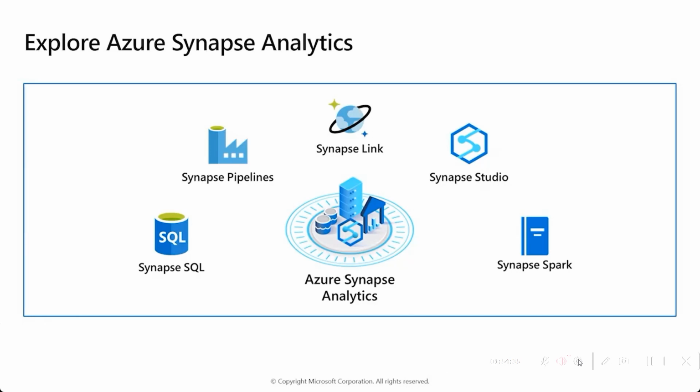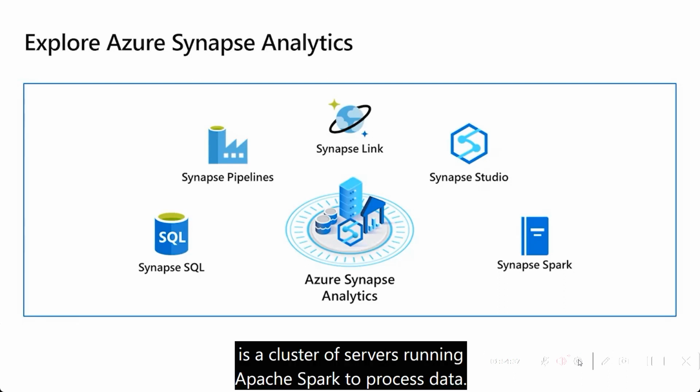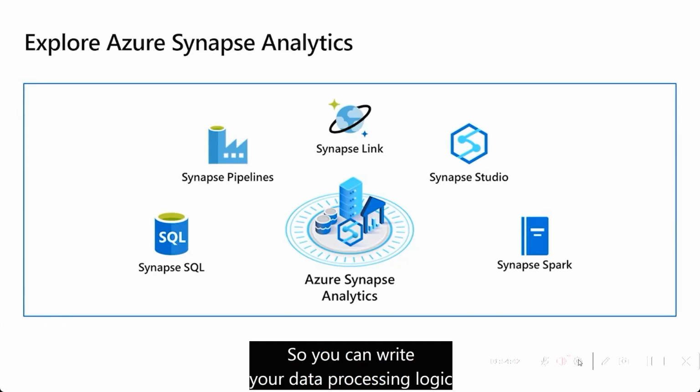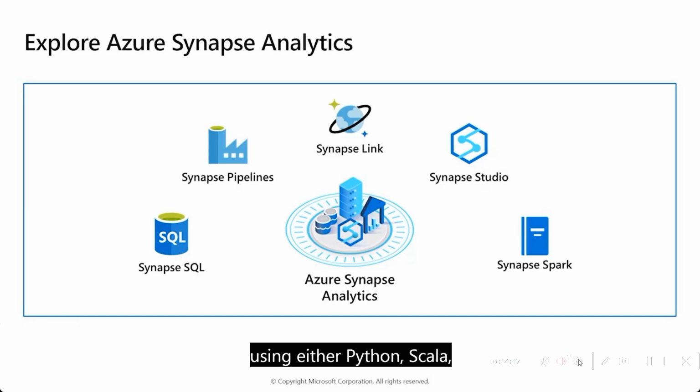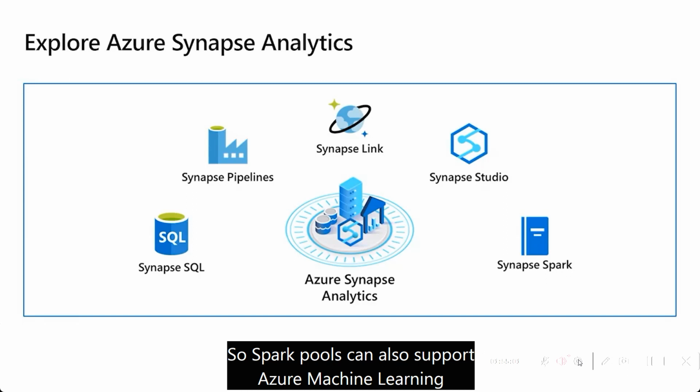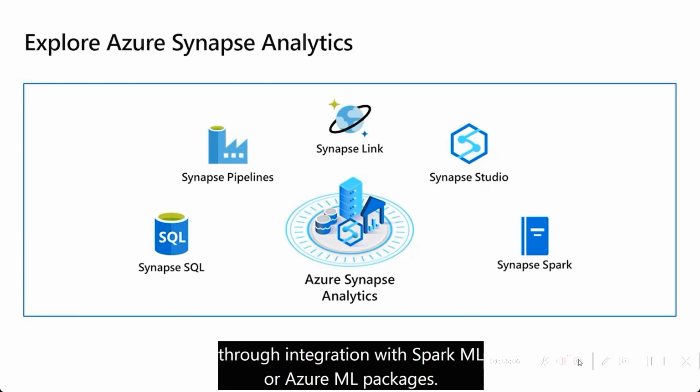Now, the Synapse Spark pool is a cluster of servers running Apache Spark to process data. You can write your data processing logic using either Python, Scala, SQL, or C#. In .NET, there are libraries which support Apache Spark. Spark pools can also support Azure Machine Learning through integration with Spark ML or Azure ML packages.